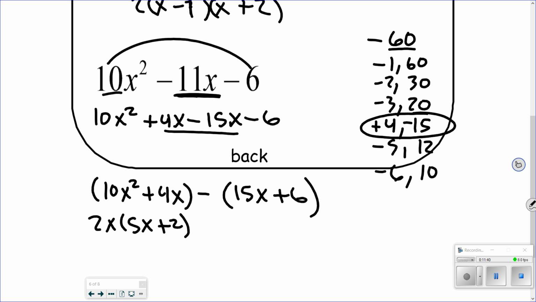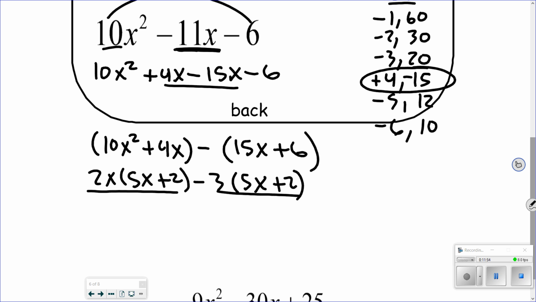Out of this next one, you could take out a 3. That would leave me a 5x plus 2. What I'm hoping for this to work is those should come out to be the same. That's how you know you did it correctly. I've got a 5x plus 2 and a 5x plus 2. So take that out, 5x plus 2, out of both of them. That leaves me with 2x minus 3. There's my factored form.